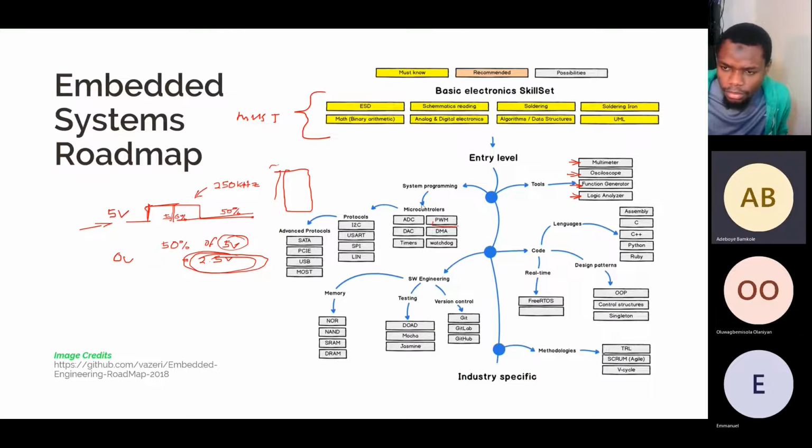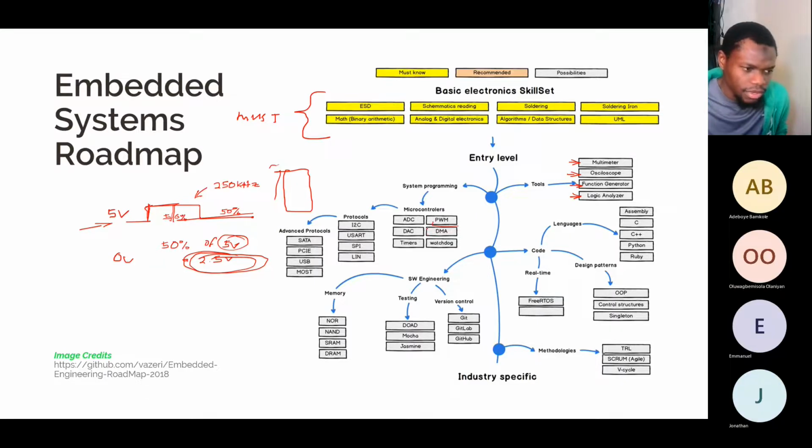So those are some of the peripherals I usually have in microcontrollers, and then we also have protocols like I2C. So what about DMA? I can't remember what DMA is right now. That's why I skipped it. It's an acronym, but I just can't remember the full meaning of DMA. If I remember later, I'll probably come back to it. All right. So then we have protocols.